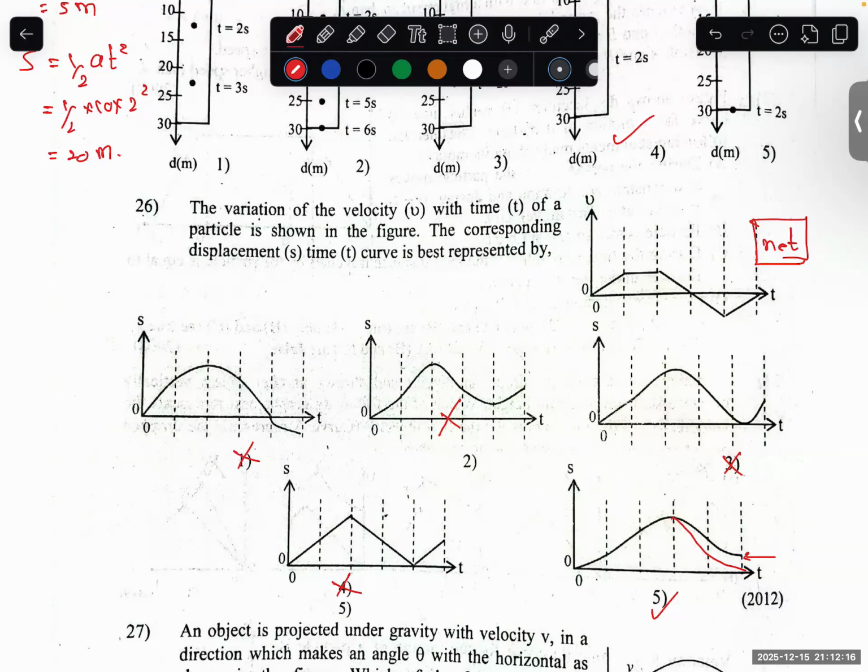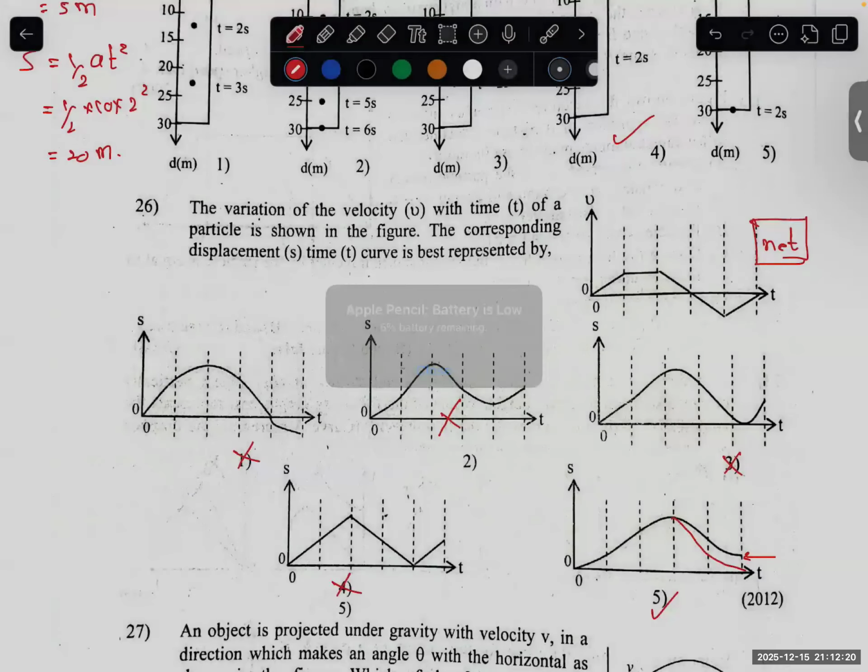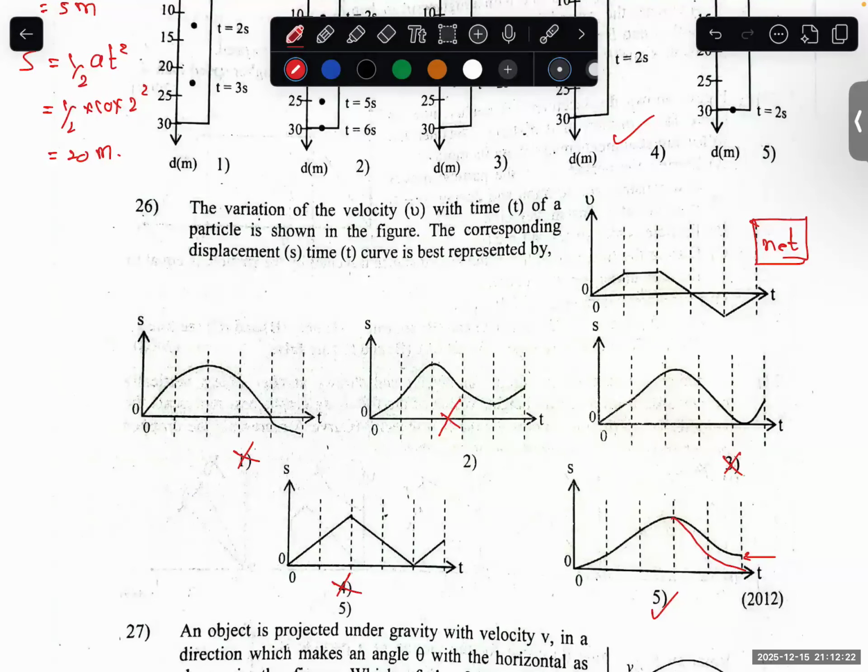So they can confuse you by giving a gradient-wise correct graph, but a magnitude-of-displacement-wise wrong graph. So you need to figure that out.